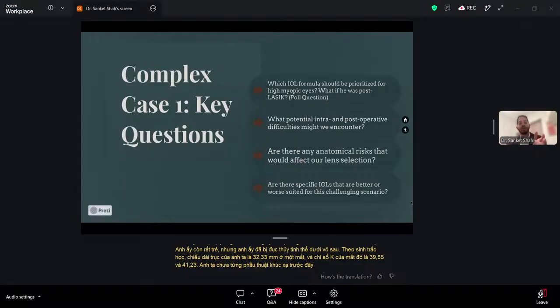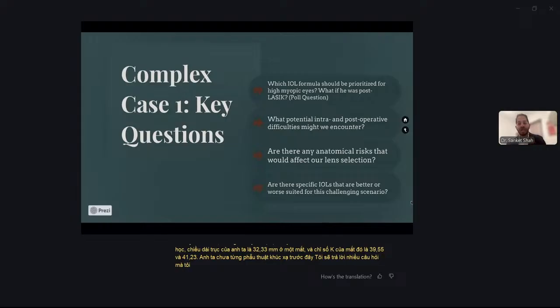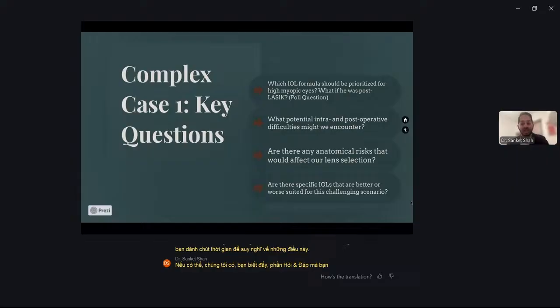So I'm going to go through many questions that I'd like to address with this case. We'll have some interactive ones, and then we'll go through all the answers together. I'd like you to spend some time thinking about these, and if possible, we have the Q&A, where you can submit answers you might think to these questions.